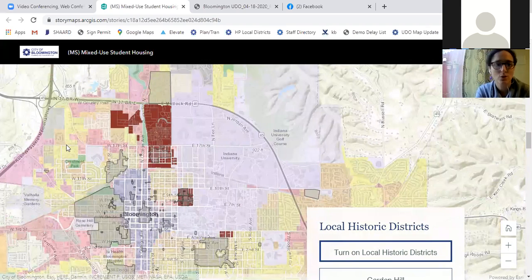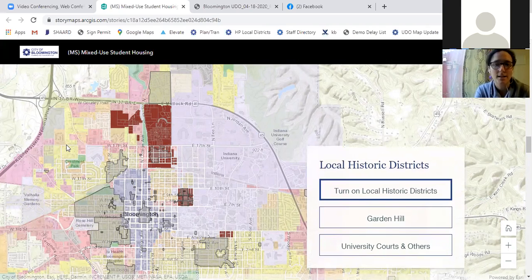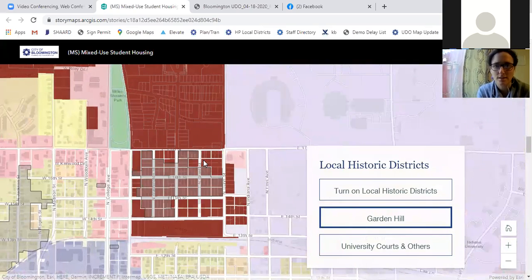So we also wanted to include a way for you to see what historic districts are in these areas. That was a discussion that we have had, let me see if I can, sorry, my Zoom window is in the way here. So this will be, again, something that you can use. It's interactive. You can turn on and off those local historic districts and then zoom to the two that are related to this topic. So this is Garden Hill here. You can see shaded in a historically single family area in the southern part of what we are proposing for mixed use student housing in the Gateway North.